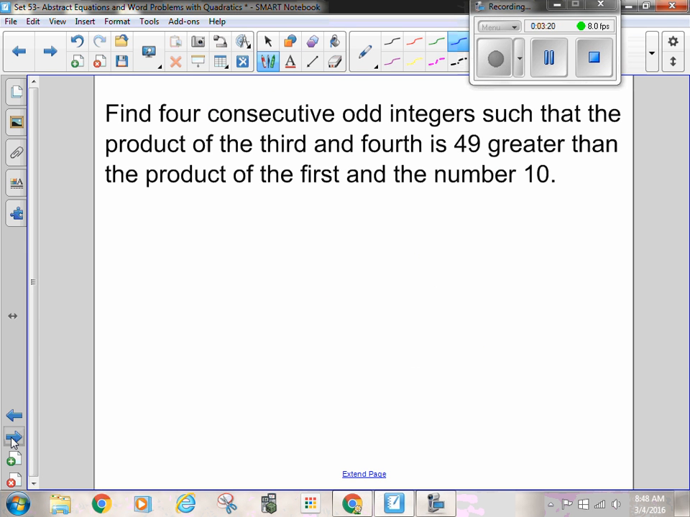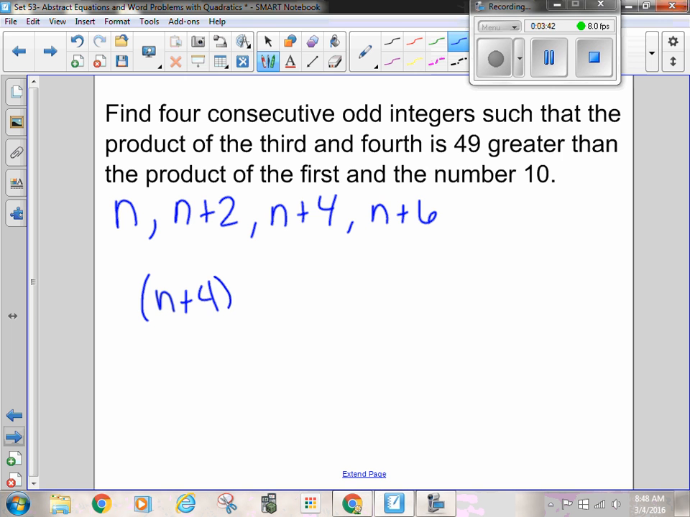Same thing here: we have some word problems, and in the word problems we're going to see quadratics appear. Find 4 consecutive odd integers. So I'm going to say n, n plus 2, n plus 4, n plus 6, so that's 1, 2, 3, 4 terms, such that the product of the third and the fourth, n plus 4 times n plus 6, is 49 greater than the product of the first and the number 10.